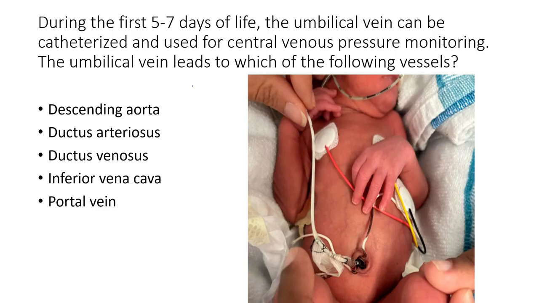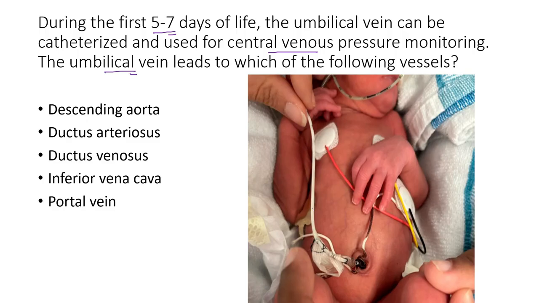Another question related to this: during the first 5 to 7 days of life, the umbilical vein can be catheterized and used for central venous pressure monitoring. The umbilical vein leads to which of the following vessels? I said the umbilical vein gets obliterated after birth; it collapses after birth, but anatomically it closes after 7 days. So within the 7 days, it can be used for emergency infusion for the baby or for central venous pressure monitoring of the baby.